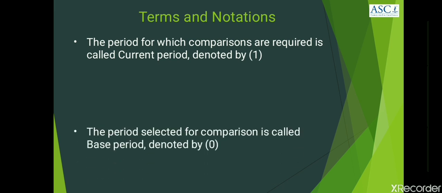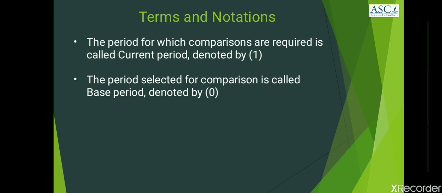Second term, base period. The period selected for comparison is called base period. It is denoted by 0. In the earlier example, year 1500 was the base year, means base period.